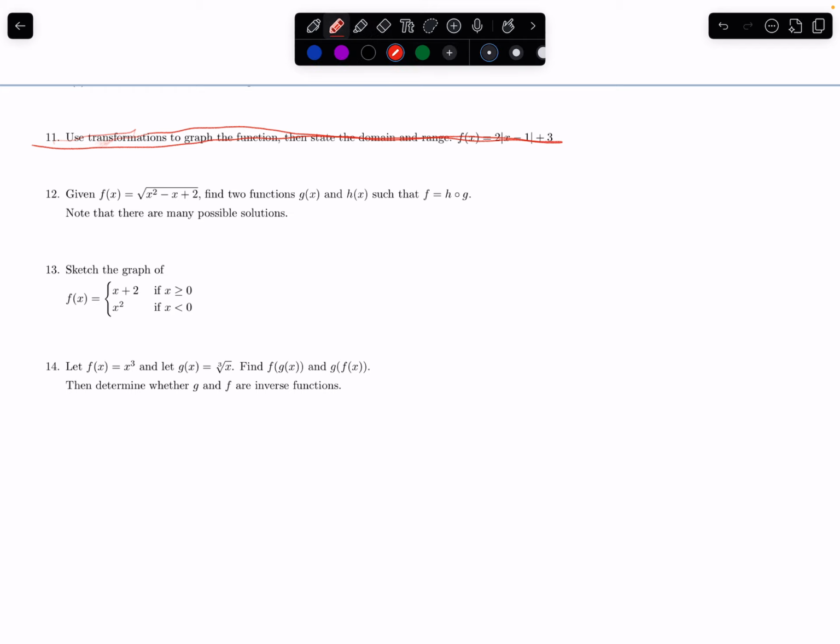So many possible solutions, yes, but one very obvious one, and that is to let the outer function just be the square root, right? Outer function is the h function, that happens second. The one that's furthest to the right happens first, right? This is h of g. So I'm going to start with the g of x. G of x, let's make that x squared minus x plus 2. And then h of x, we'll make that just the square root of x.